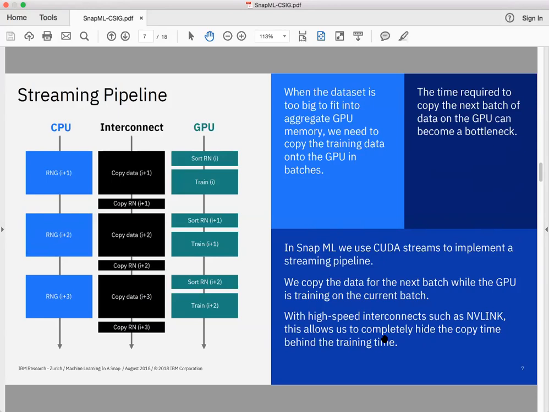And what we find is that this always helps you. It always hides some of that copy time. But the cool thing is when we use Power 9 servers, which have very high speed interconnects like NVLink, we can completely hide that copy time behind the training time, which means we can get almost full utilization of the GPU. So we see them working almost at 100%, and they're never idle waiting for the next piece of data to come in.